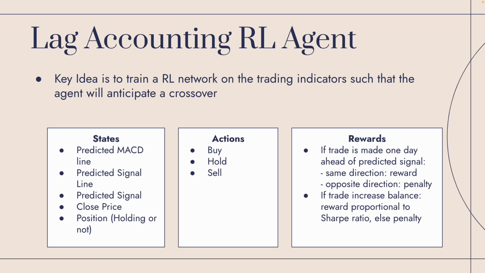In this slide, we identify the states, action, and rewards for the agent. The states are the predicted MACD and signal lines, their signals, the close price, and the current position. The agent can buy, hold, or sell, and if the agent makes a correct trade 1 day before the anticipated crossover, they are rewarded, else they are penalized. Furthermore, the agent has to make trades that optimize long-term balance. It is important to note here that the rewards are selected based on manual trial and error as opposed to rigorous optimization techniques.